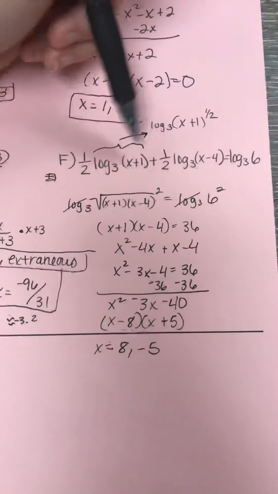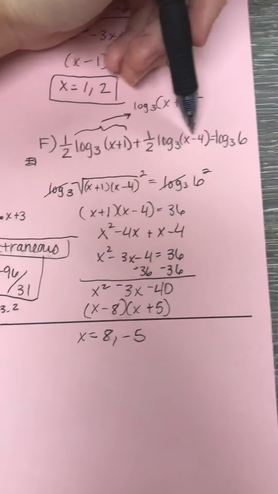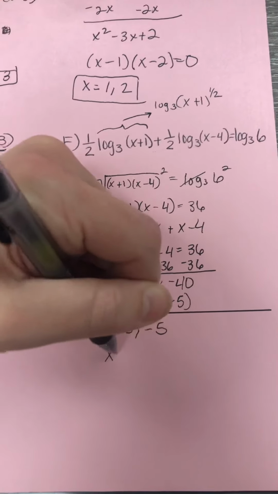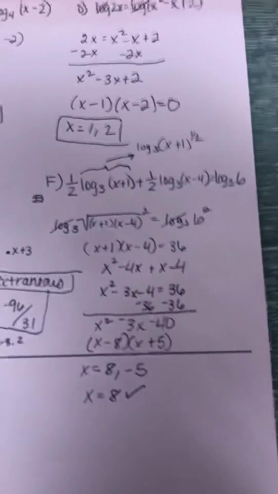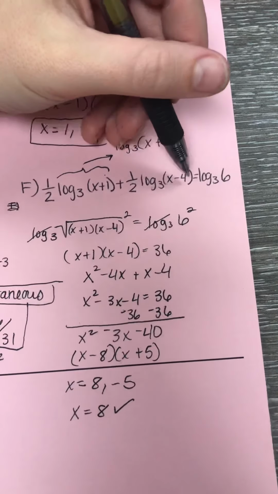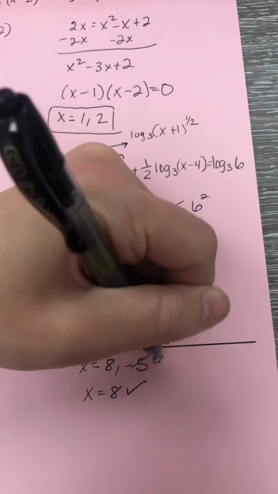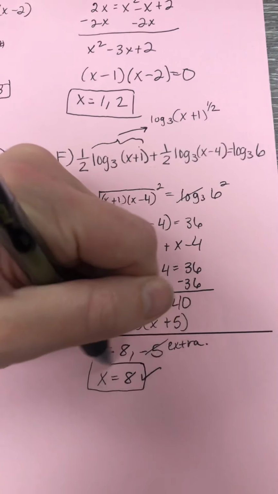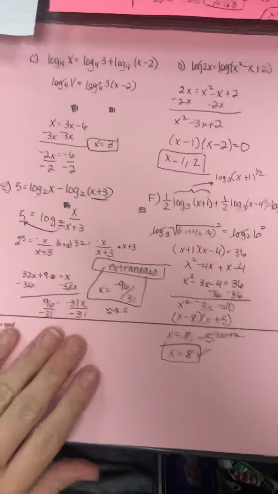Okay, if I were to plug both of those back in, 8 over here, 8 plus 1 is 9, so that's positive. 8 minus 4 is 4, so that's positive. So x equals 8 is good. If we were to have negative 5 plus 1, that'd be negative 4. And then negative 5 minus 4 is negative 9. So negative 5 is extraneous. But x equals 8 works for us. And that is solving logarithms.